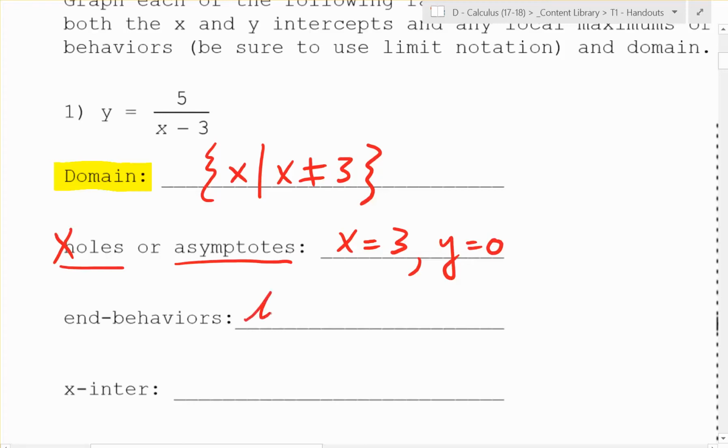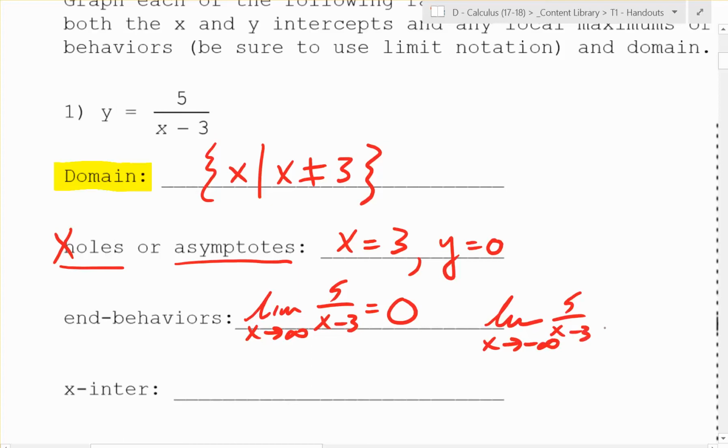And that's because when you do the end behaviors, the limit as x goes to infinity of 5 over x minus 3, as x gets huge, this gets huge. 5 over something huge is going to be 0. And then the other end behavior, x goes to negative infinity of 5 over x minus 3. As x goes to negative infinity, you have a really big negative number. It's still going to 0. The key difference is that when you're going to positive infinity, this will stay positive. And when you're going to negative infinity, this thing will be negative, so approach from below.